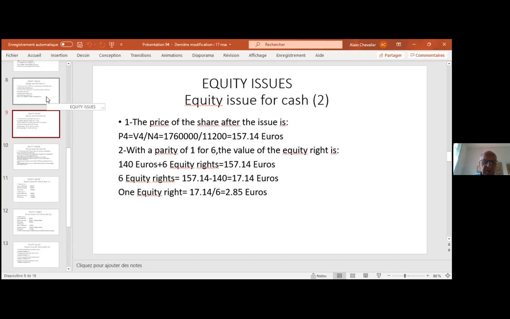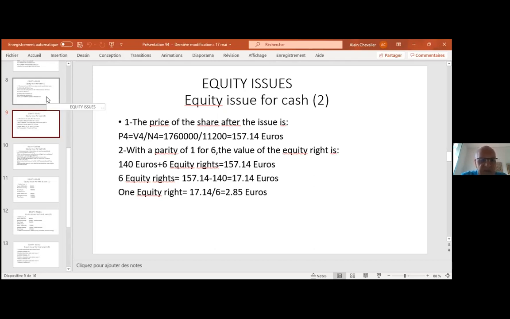Now we have to calculate the theoretical value of the equity right. And to do that, we have to understand what's happened. First, as we mentioned before in the preceding slide, we have a priority of 1 for 6. It means one new share for 6 old shares.